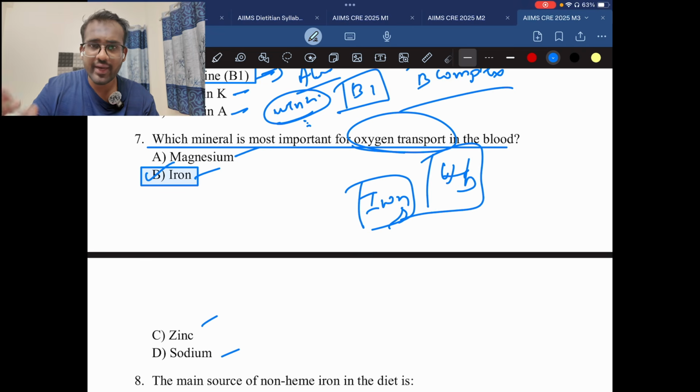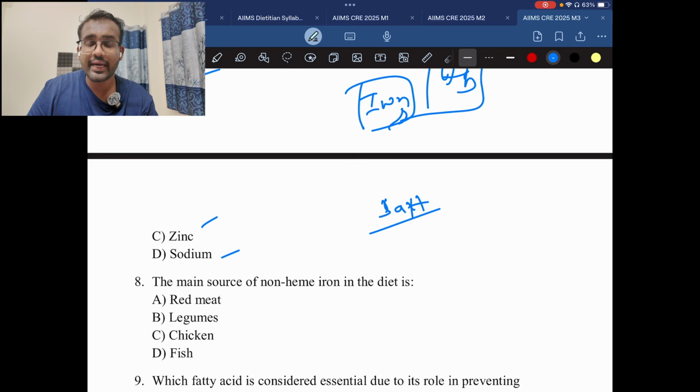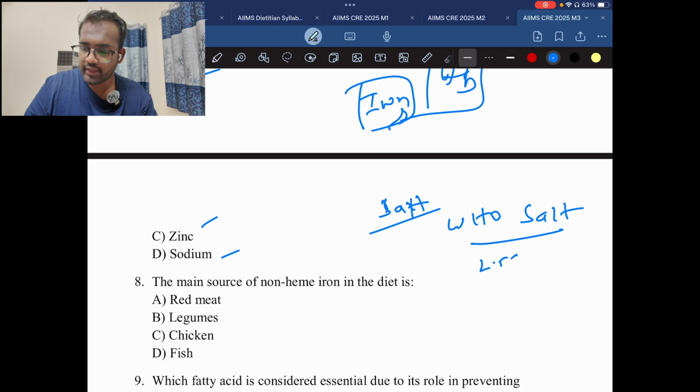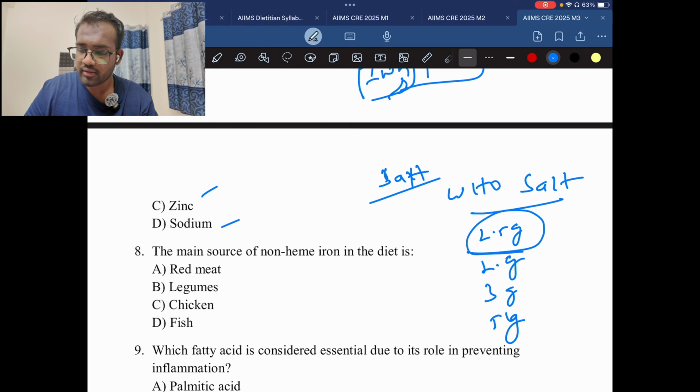Let me give you an example. Suppose they ask what the WHO guideline for salt is, and I give options like 2.5 grams, 2 grams, 3 grams, and 5 grams. I know most of the time, 90% of the people will just tick 2.5 grams. This is how you make a mistake here.